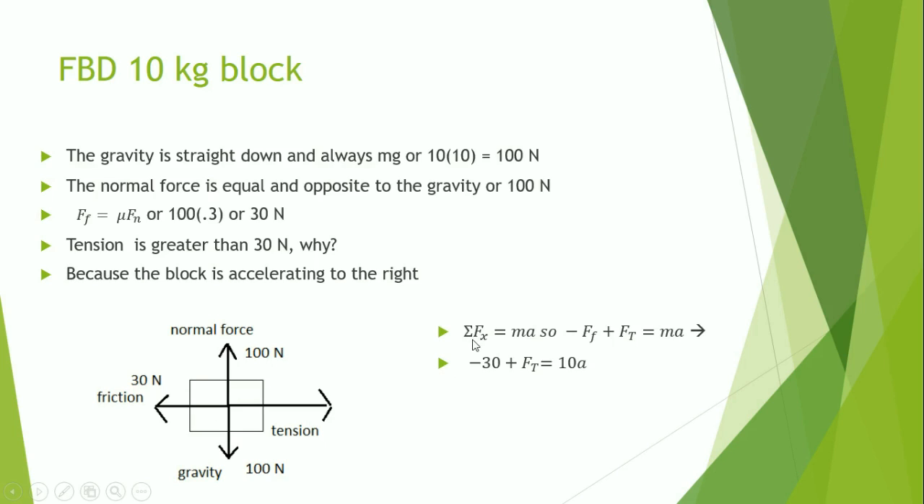And since the sum of the forces equals mass times acceleration, if we write an expression, the friction subtracted from the tension gives us mass times acceleration. So friction's to the left, so it's negative. Tension's to the right, so it's positive, equals mass times acceleration. Negative 30 because the friction's 30 to the left, plus the tension equals 10 kg times the acceleration. So I just plugged in what we had into this little generic equation.